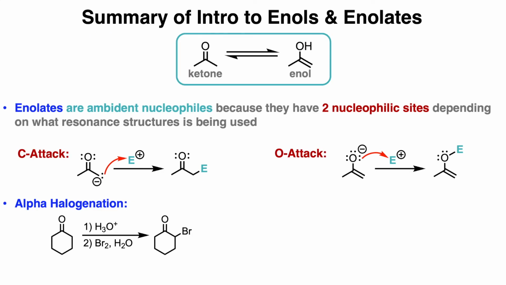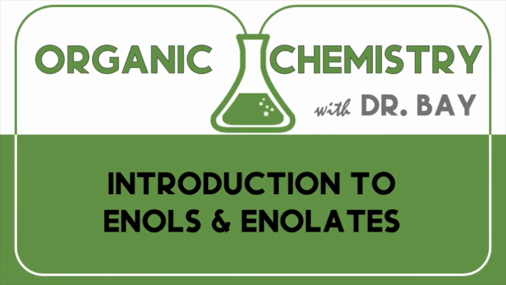So in summary, ketones or aldehydes can tautomerize into an enol, but remember that enolates are much more reactive than enols due to their negative charge. Enolates are ambident nucleophiles because they have two nucleophilic sites, but C-attack is much more common for enolate chemistry. One reaction that utilizes an enolate is alpha halogenation, where a halogen is added to the alpha position of the carbonyl.